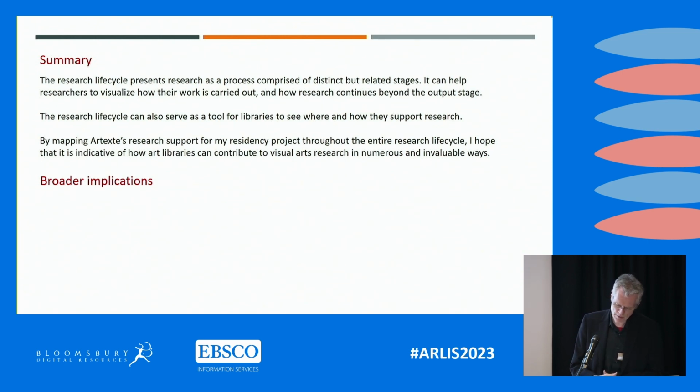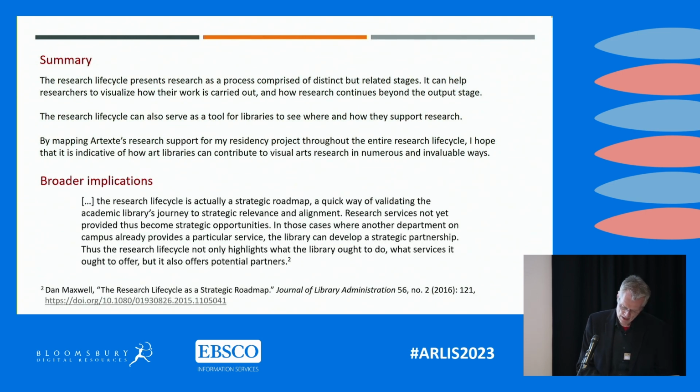In order to address the possible broader implications of these points, I'll quote from a 2016 article by Dan Maxwell, entitled The Research Lifecycle as a Strategic Roadmap. "So the research lifecycle is actually a strategic roadmap, a quick way of validating the academic library's journey to strategic relevance and alignment. Research services not yet provided thus become strategic opportunities. In those cases where another department on campus already provides a particular service, the library can develop a strategic partnership. Thus, the research life cycle not only highlights what the library ought to do, what services it ought to offer, but it also offers potential partners."